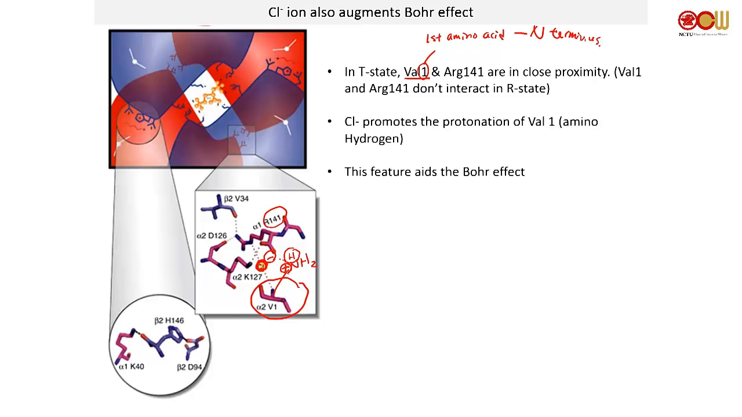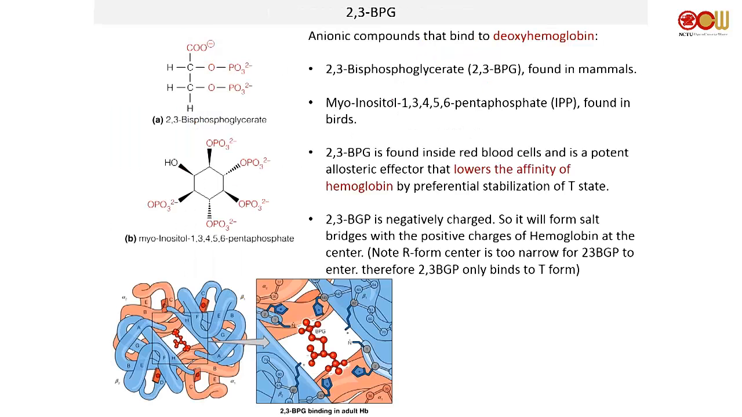So Cl- also can contribute to stabilization of the T state, which then can help you release oxygen. Why doesn't it react with the R state? That is because valine 1 and arginine 141 are too far apart in the R state. So only in the T state do you have a salt bridge going on. So that's Cl-. We talked about proton, CO2, and Cl-.